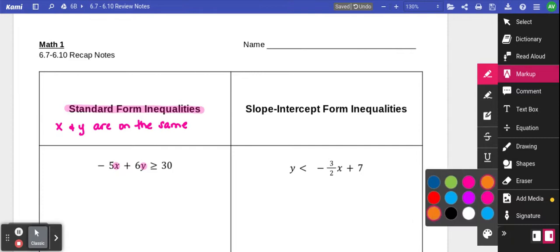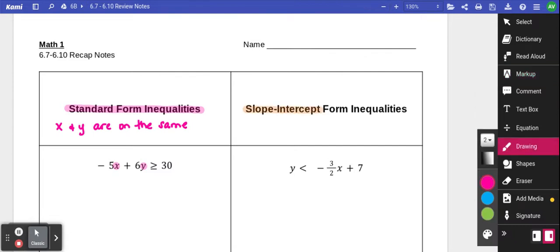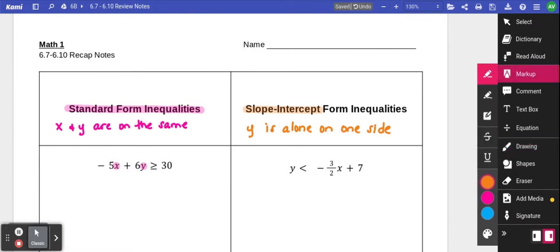The second type of inequality that we're going to be looking at today is what's called slope-intercept form of inequalities. When you're looking at a problem, you will know that it is slope-intercept form because the y is alone on one side of the problem. You can see in this example, the y is all by itself on the left side of this inequality symbol. This is going to be slope-intercept form.